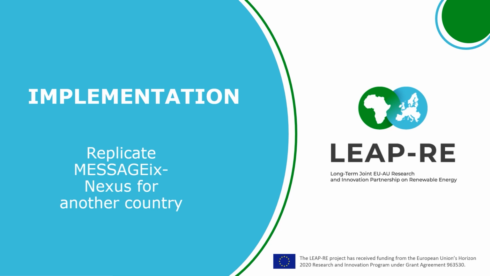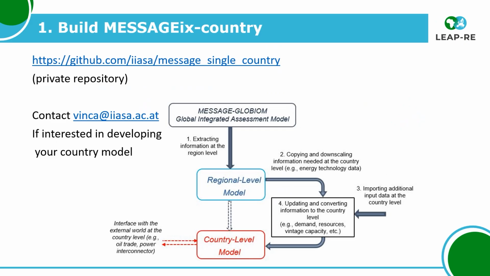How does it work? One reason why I cannot go through the whole process is that part of the process, especially the first step of building a MESSAGEix downscaled country model, is based on tools that are not open source yet, or especially have not been published yet. They have been developed at IIASA. It's a tool that downscales from the global MESSAGE model to a country, while giving pretty detailed assumptions and specifications and extracting energy balance data from IEA data, which are unfortunately not open source.